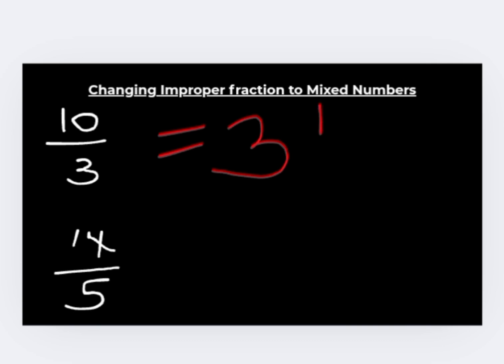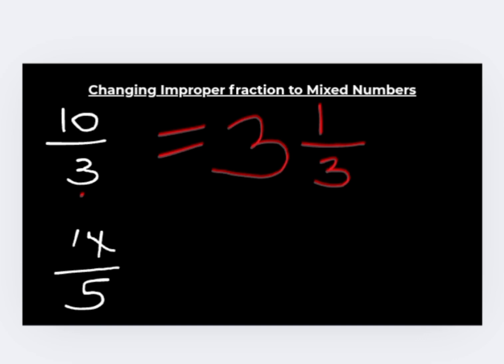We're going to write the 1 at the top all over this 3, that's the denominator. So 10 over 3 to mixed number gives us 3 whole number 1 over 3. How do we get the 3?